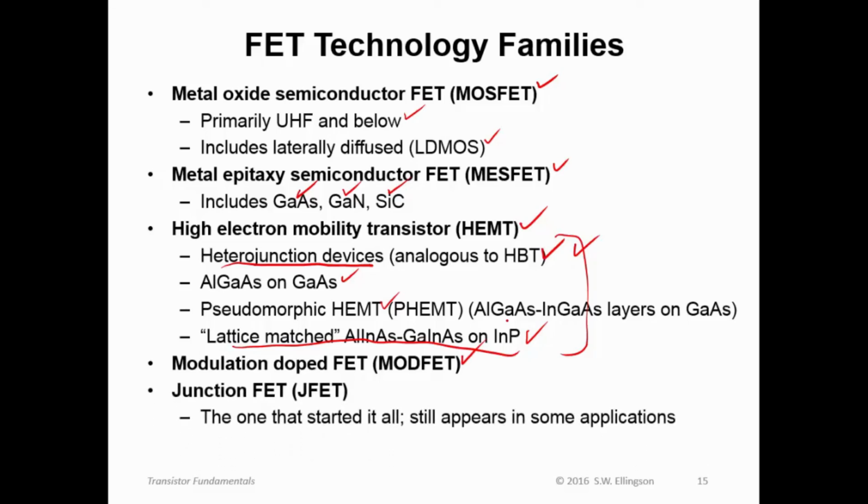And I should also include, for completeness here, the junction FET, or the JFET. This is actually the first FET that was commonly used in RF applications, and it still appears in many applications. So there are a few very well-known JFET transistor types that keep appearing over and over again in designs, even though that transistor was conceived many decades ago.